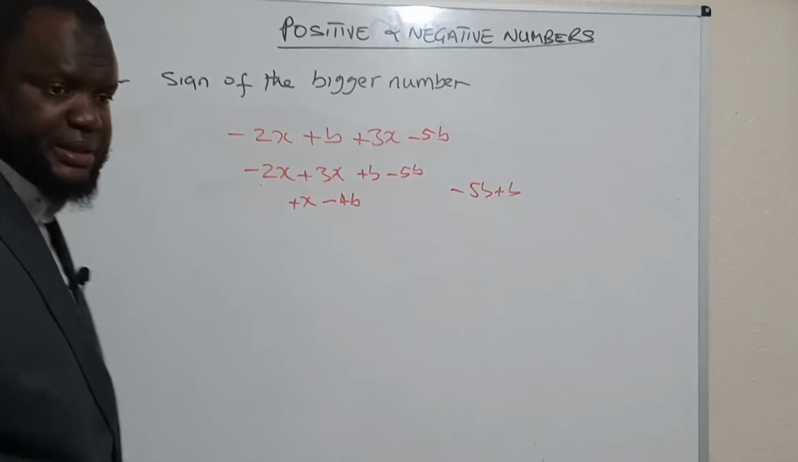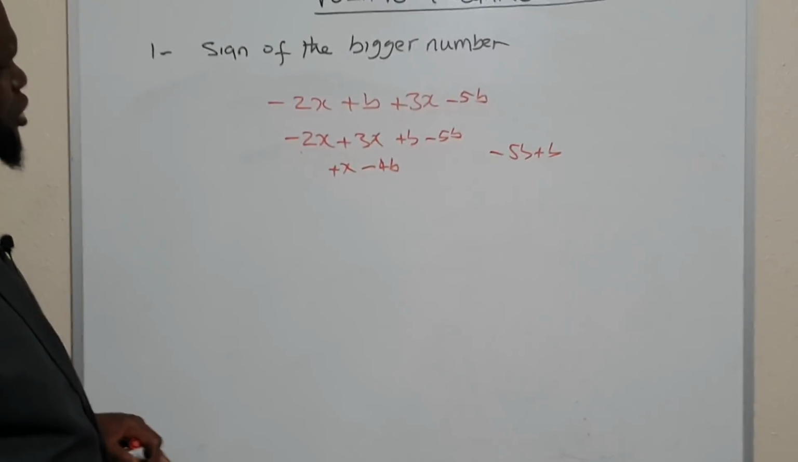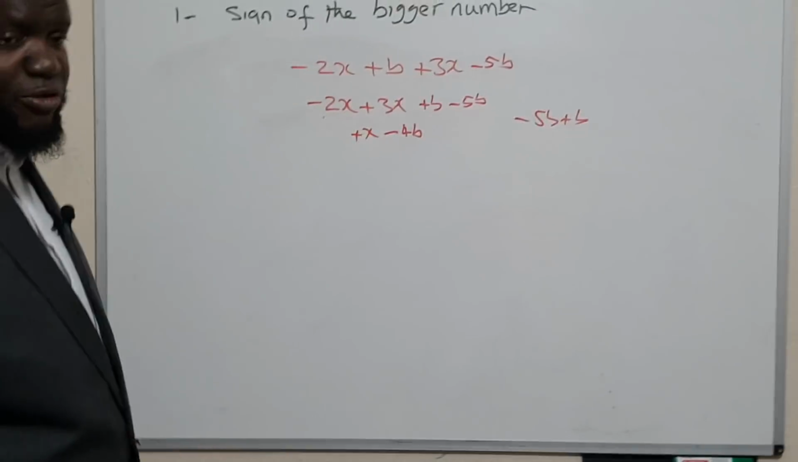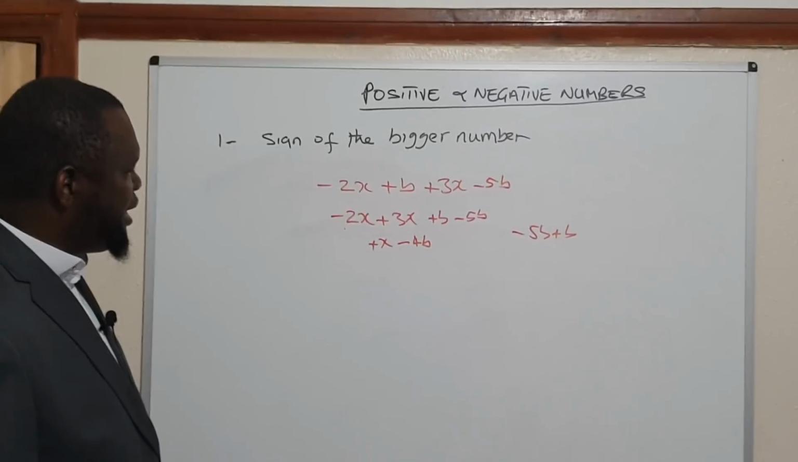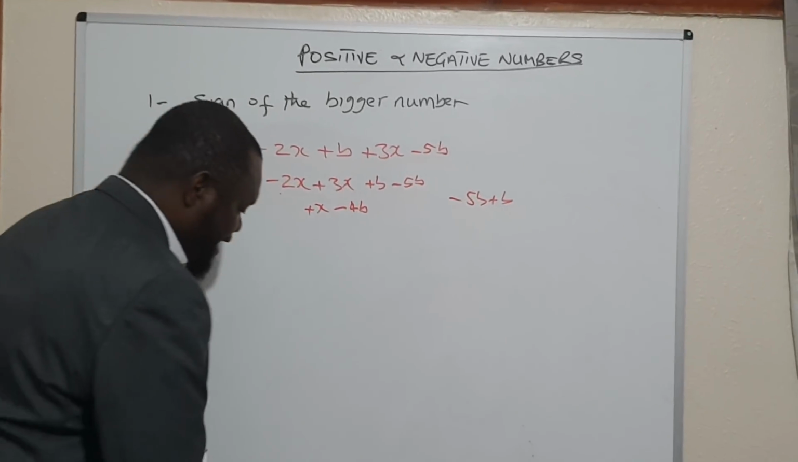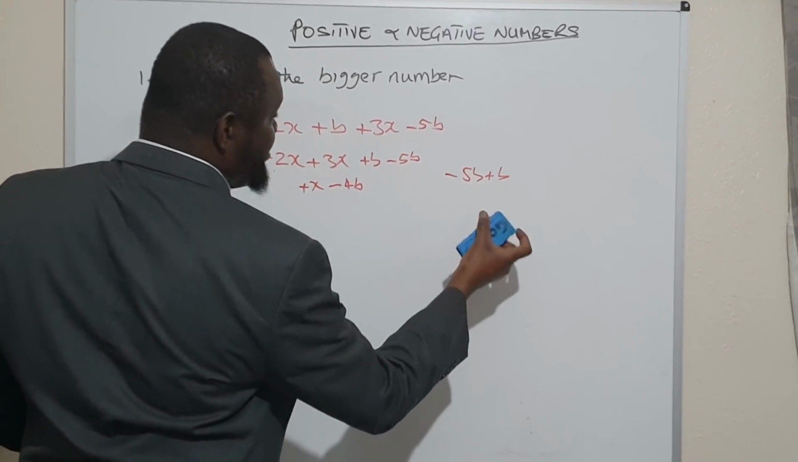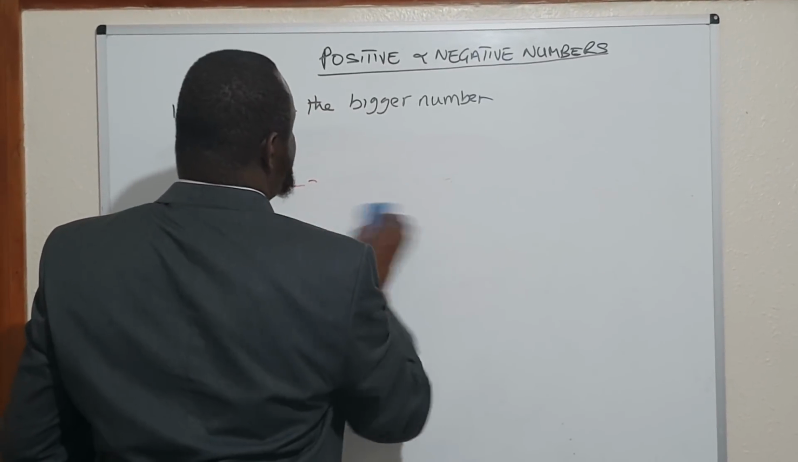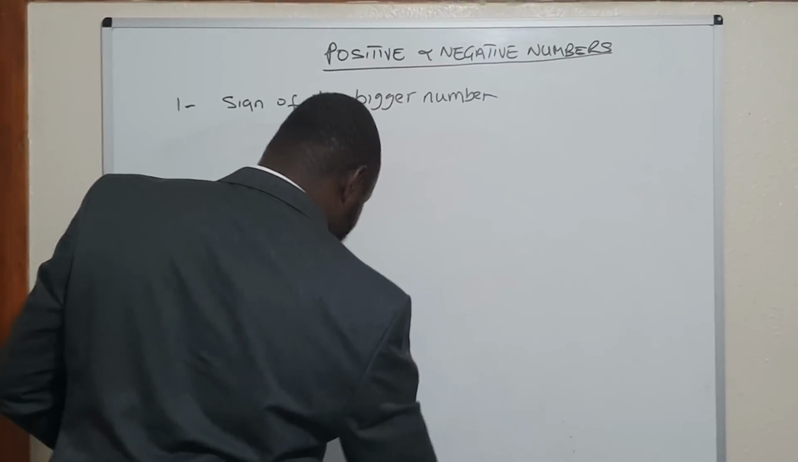5b and 1b. Okay? So 5b, you take out 1 positive, you are left with only 4 negative now. That's why I say you must understand this sign if you want to do algebra. This is very, very important. Now let's do examples.